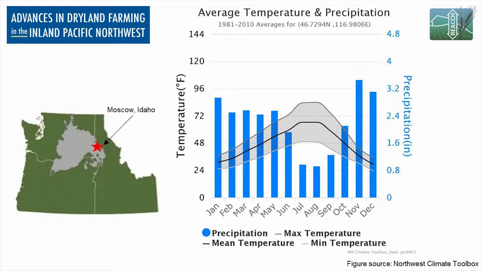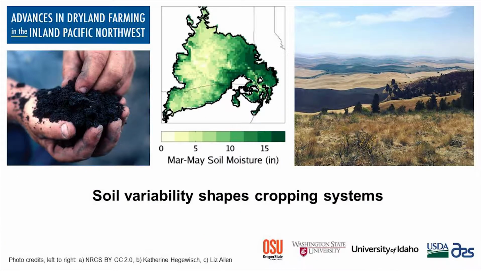Looking at this climograph, we can actually see that historical average monthly precipitation ranges from about 3.5 inches in the month of November to just under an inch in August, and average monthly mean temperature, which is indicated by the black line, ranges from about 29 degrees Fahrenheit in December to 66 degrees Fahrenheit in the months of July and August. Soils are also highly variable within the inland Pacific Northwest.